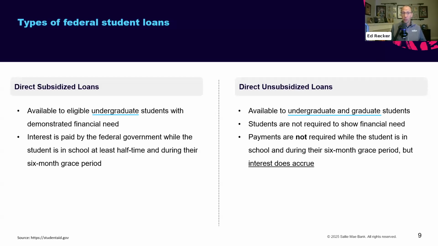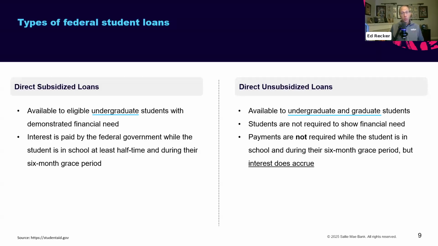Unsubsidized loans work a little differently. These are not need based, so as long as you complete the FAFSA, you can be eligible. Which, again, this is where we talk about everybody's eligible for financial aid. If you complete the FAFSA, you will be eligible for a federal direct unsubsidized loan. Payment is not required for either one of these loans while you're in school. However, unlike the subsidized loan, with the unsubsidized loan, interest does accrue while you're in school.